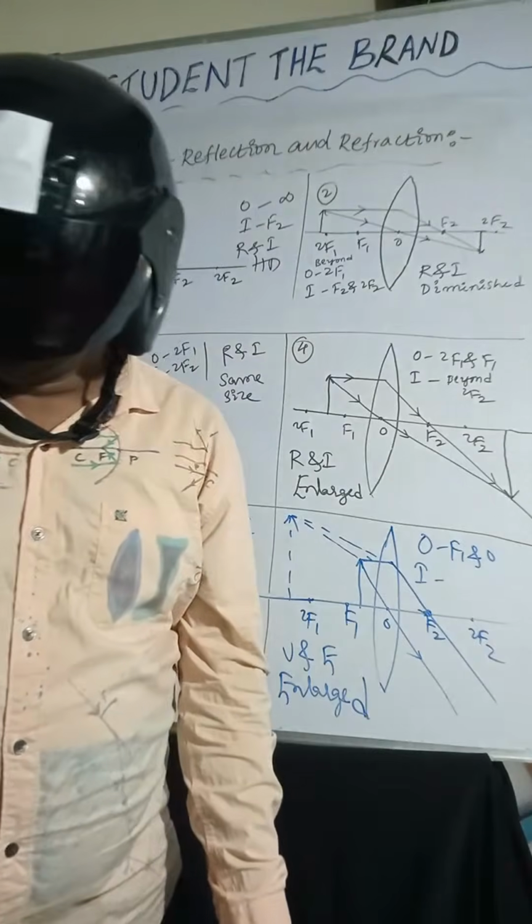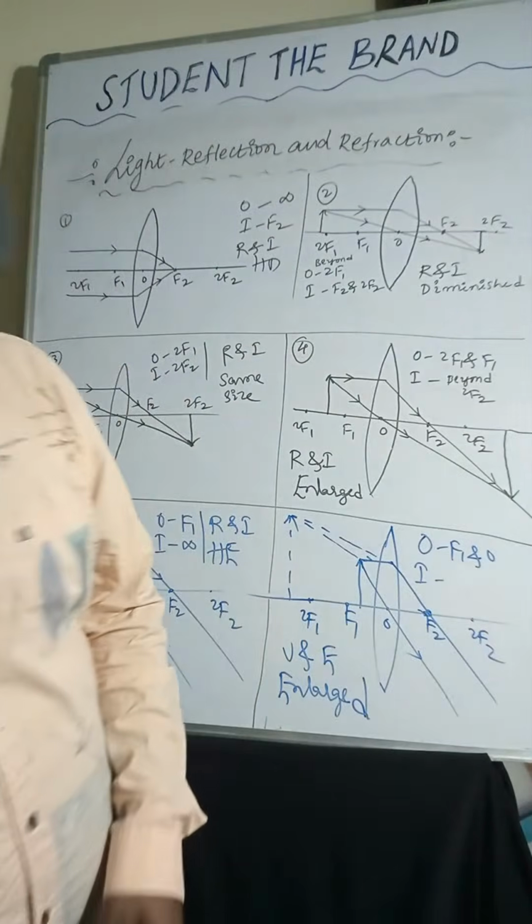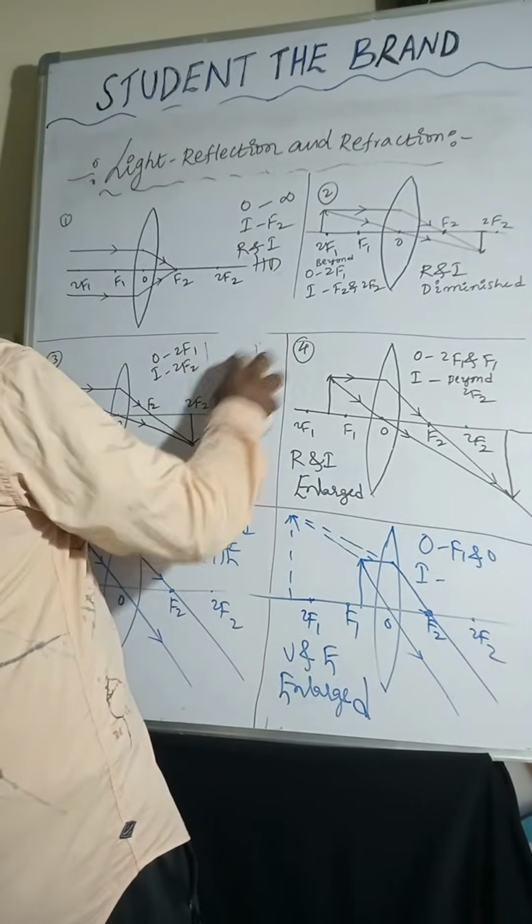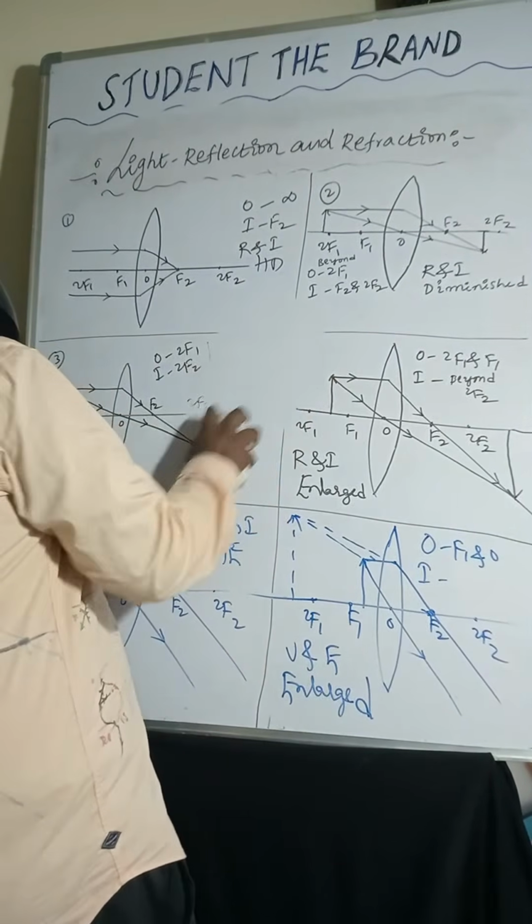Is it clear? So that's enough. This is about convex lens image formation. Now we will discuss concave lens image formation.